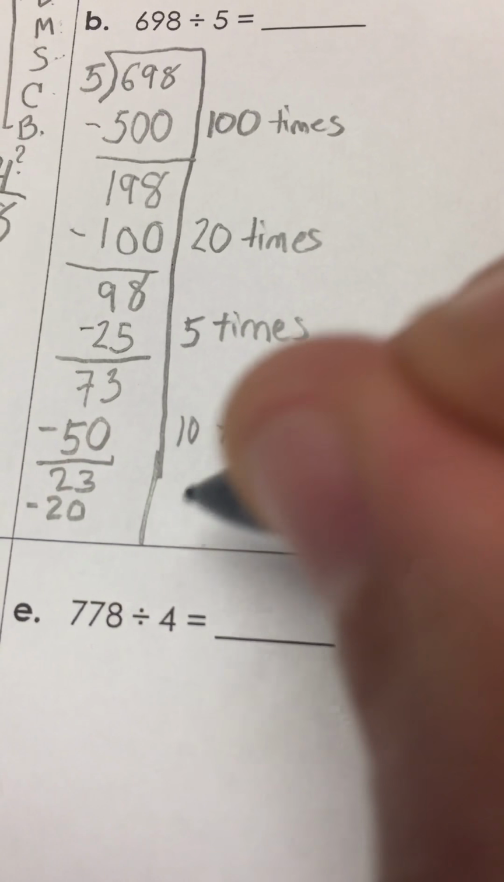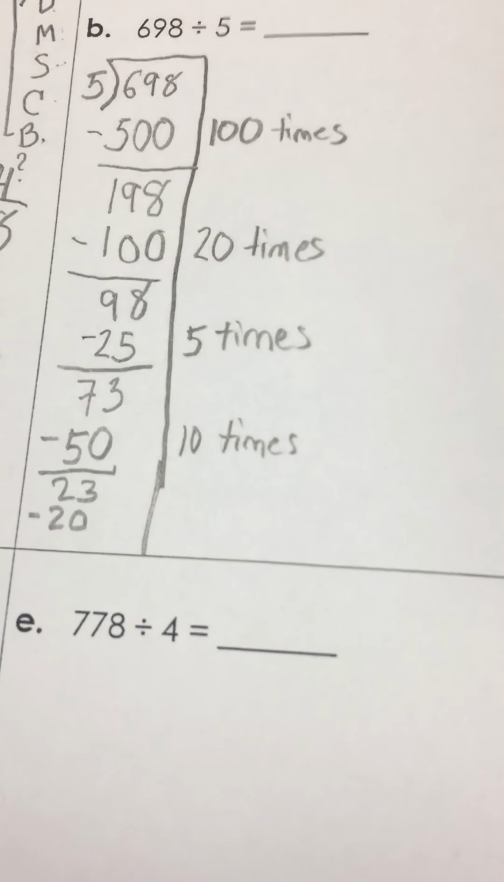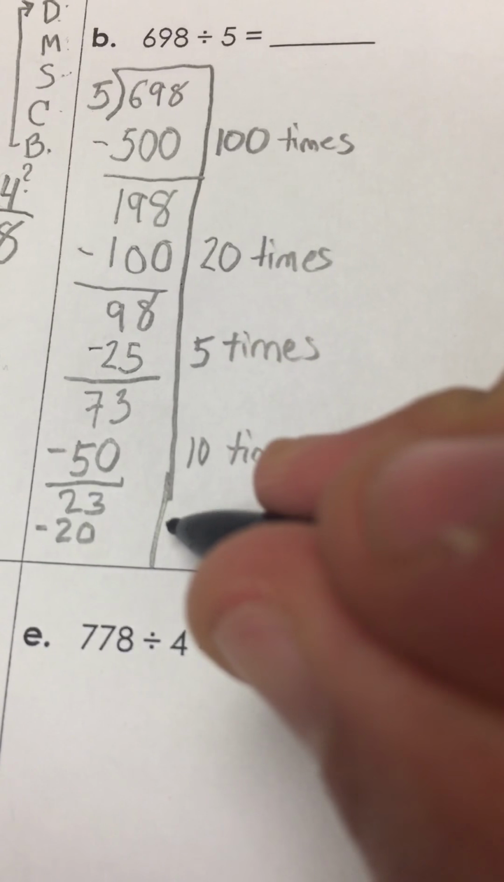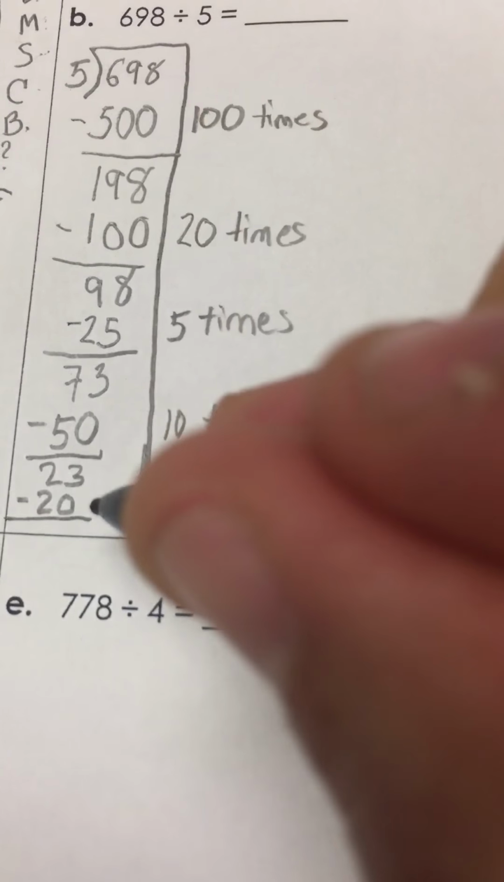Okay, let's take out 20. How many times does 5 go into 20? So you put the answer right here. Show your work. 4 times. Okay, so that's 4 times. And what am I left with? 3. I'm left with 3.